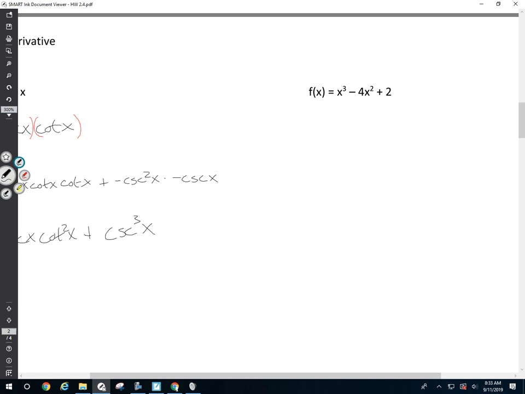Okay. Second derivative, here's the first. Power rule, this is nice and easy. Here's the second. Great.